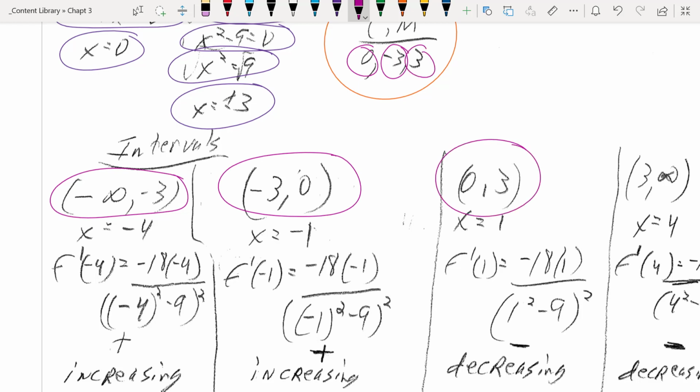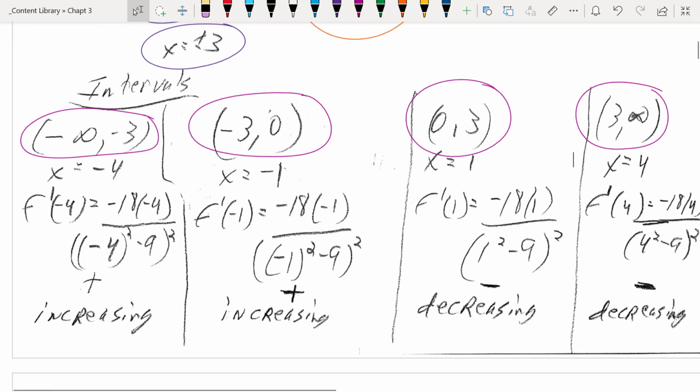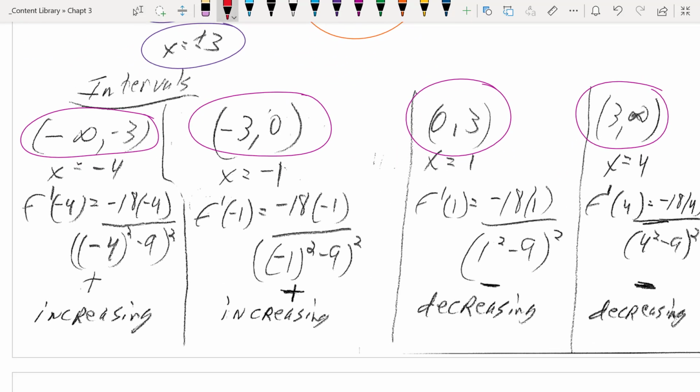And then I'm going to go from 3 to infinity. So those are my intervals that consist of those critical numbers going from negative infinity to infinity. So now you're going to go ahead and pick numbers inside of each one of those intervals. And so that's what I do.